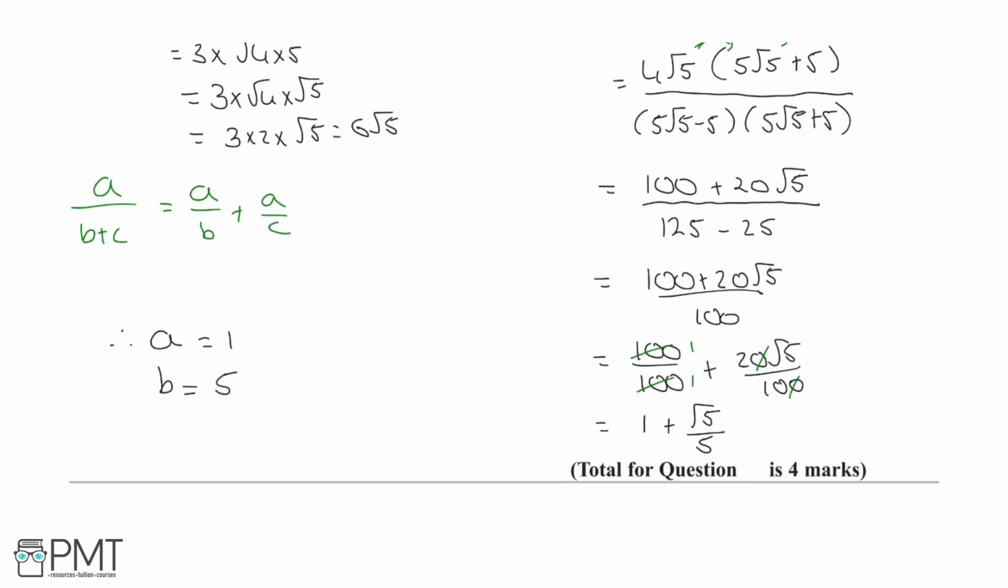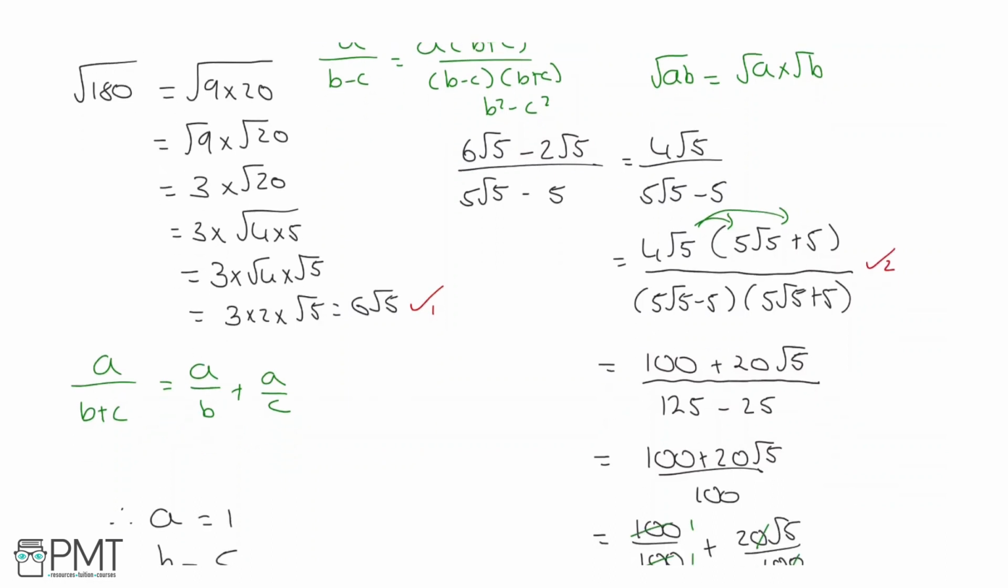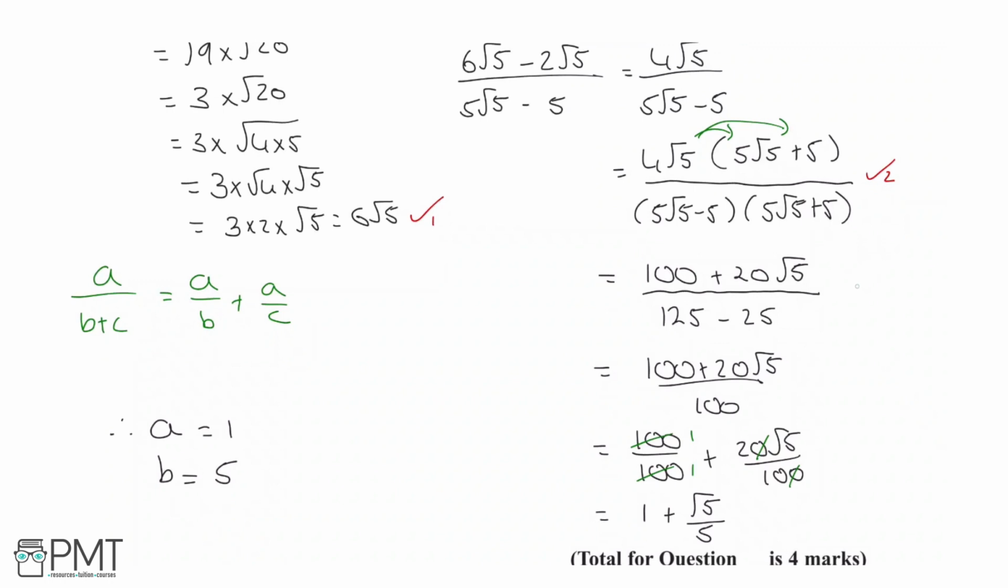Now, this question is worth 4 marks. The first mark comes from writing root 180 as 6 root 5. The second mark comes from rationalizing the denominator as we have here. The third mark comes from expanding to get to here. And the fourth and final mark comes from getting the correct final answer.